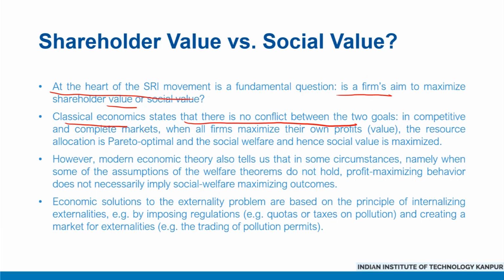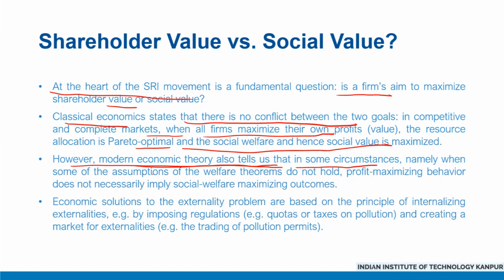In competitive and complete markets, when all firms maximize their own profits, that is value, the resource allocation is Pareto optimal and the social welfare, and hence social value, is maximized. However, modern economic theory also tells us that in some circumstances, namely when some of the assumptions of the welfare theorems do not hold, profit maximizing behavior does not necessarily imply social welfare maximizing outcomes.